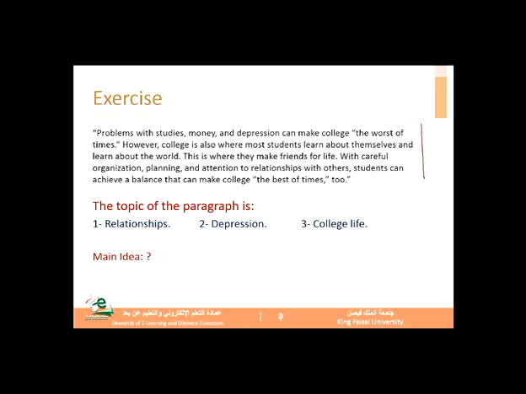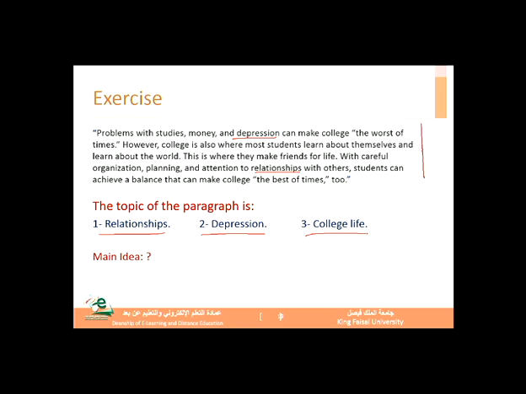Here we have options. Number one, relationships. Right, so we know we have relationships here. Depression, number two. We know we have the word depression here. And then we have college life.